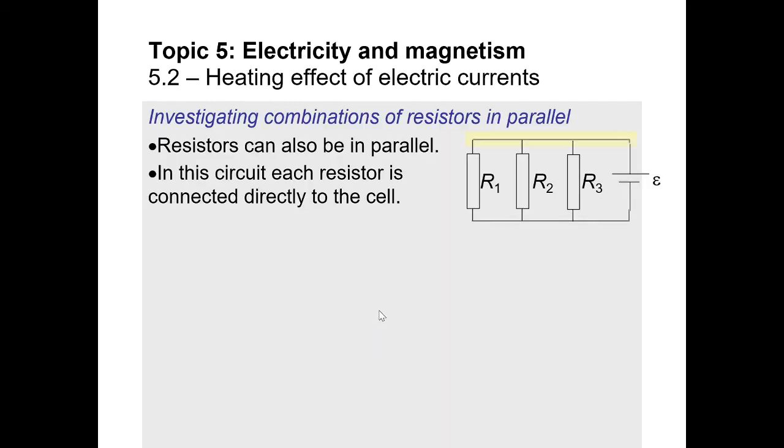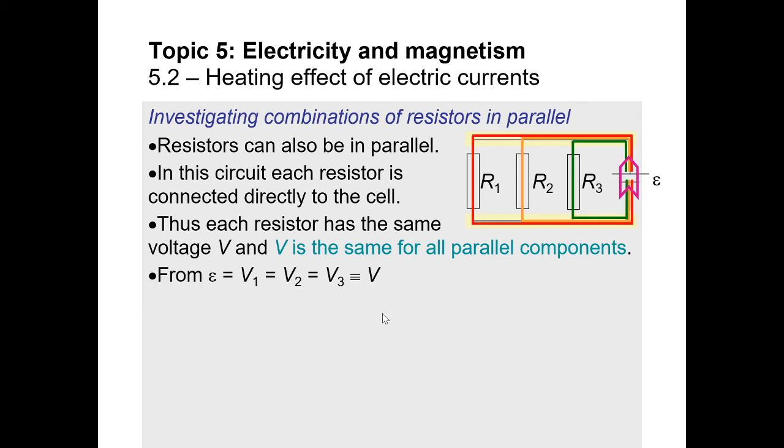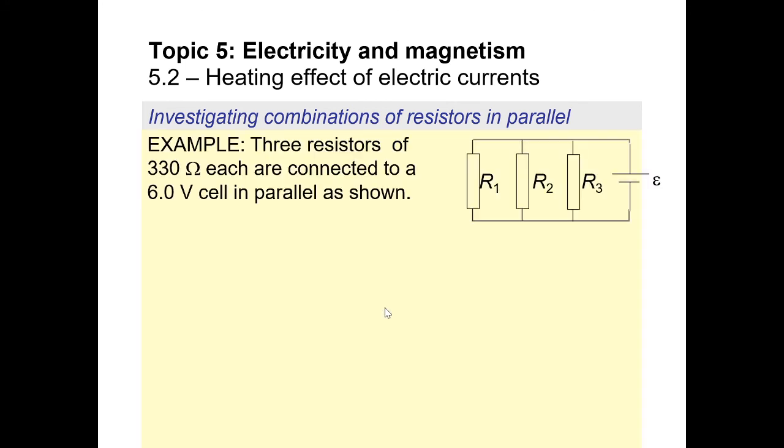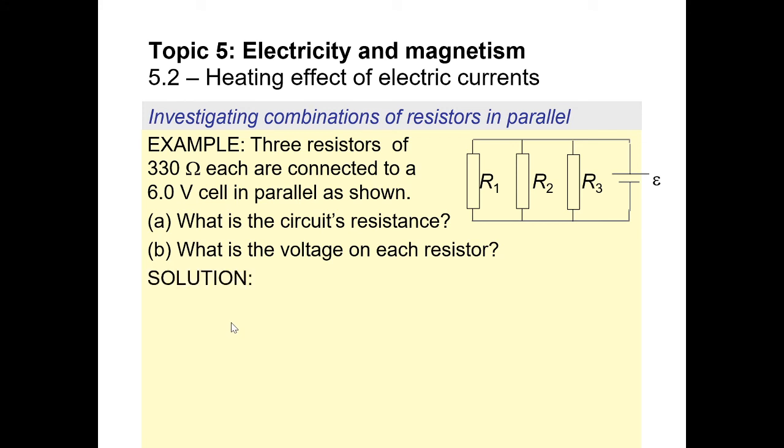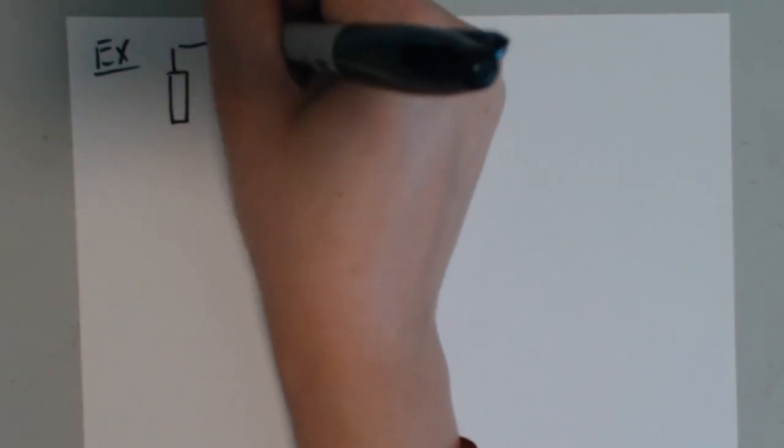And finally, our example in parallel. So this is the conceptual part, which we've already gone through. Okay, and finally, the example. 3 resistors of 330 ohms each are connected to a 6-volt cell in parallel as shown. What is the circuit's resistance and what is the voltage on each resistor? Okay, so here we go. So we have 3 of these in parallel.